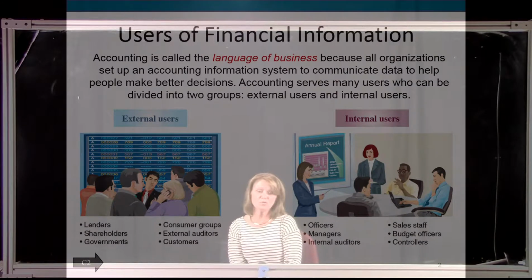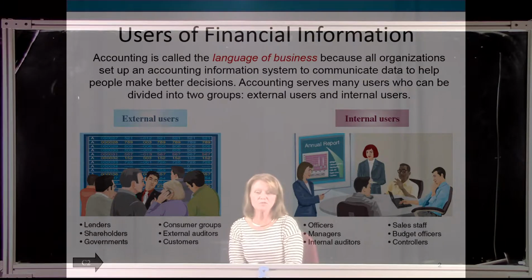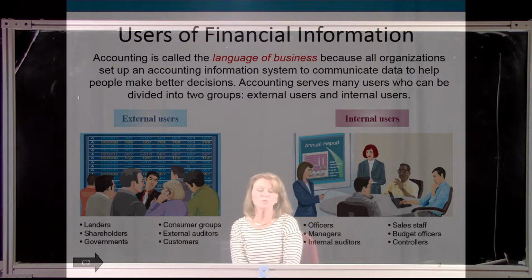But the external users are the people who really look for that good information that they need to know about your company. Those are lenders. Well, why would lenders want to know about your company? Well, because they want to know if you're a good risk to loan money to. Shareholders, the people who own stock in your company, they want to know if they want to buy into your company or not. The government, well, of course, the government wants to know about your company because they want you to pay the appropriate amount of taxes. Consumer groups, external auditors, customers.